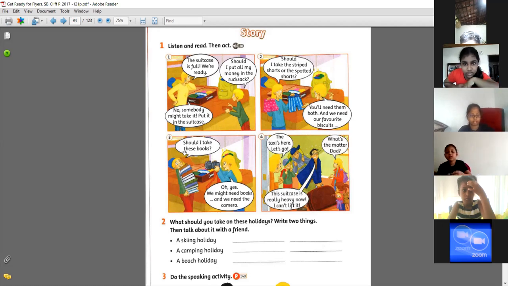Here you can see, should I take these books? May books tika okkoma gannawada kiyala giniyanna onada kiyala thahanawa. Next. Oh yes, we might need books and we need the camera.